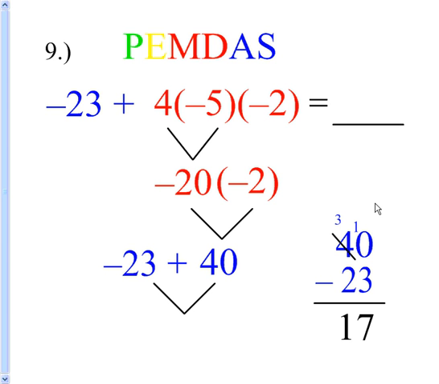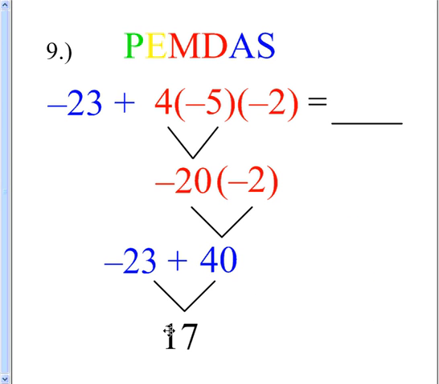Now we can look at this and say, all right, let's go back to our original problem here. We had negative 23 plus 40. Were there more positives or more negatives? There were more positives. Therefore, our answer is going to be positive as well. Positive 17. That's the answer for number 9.